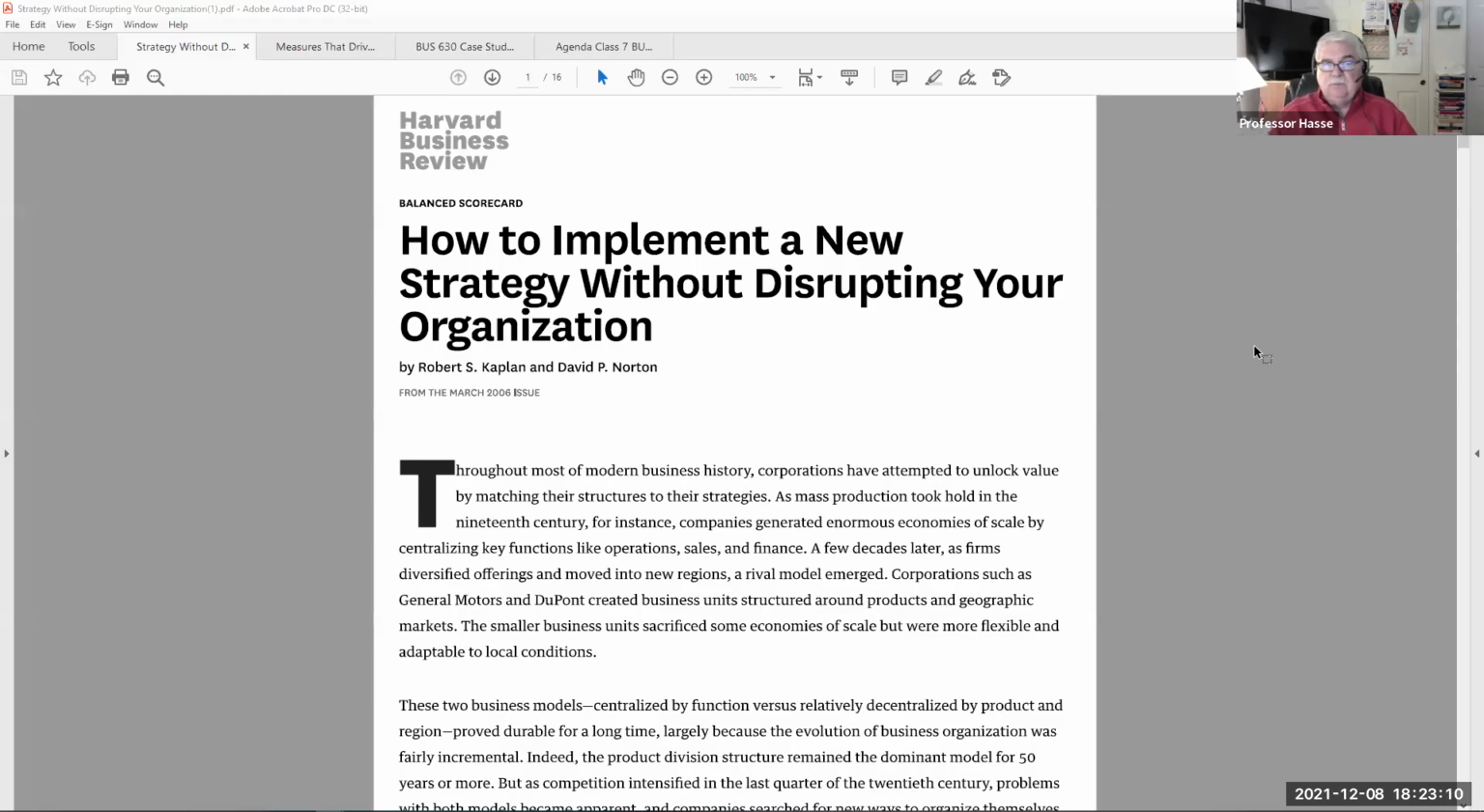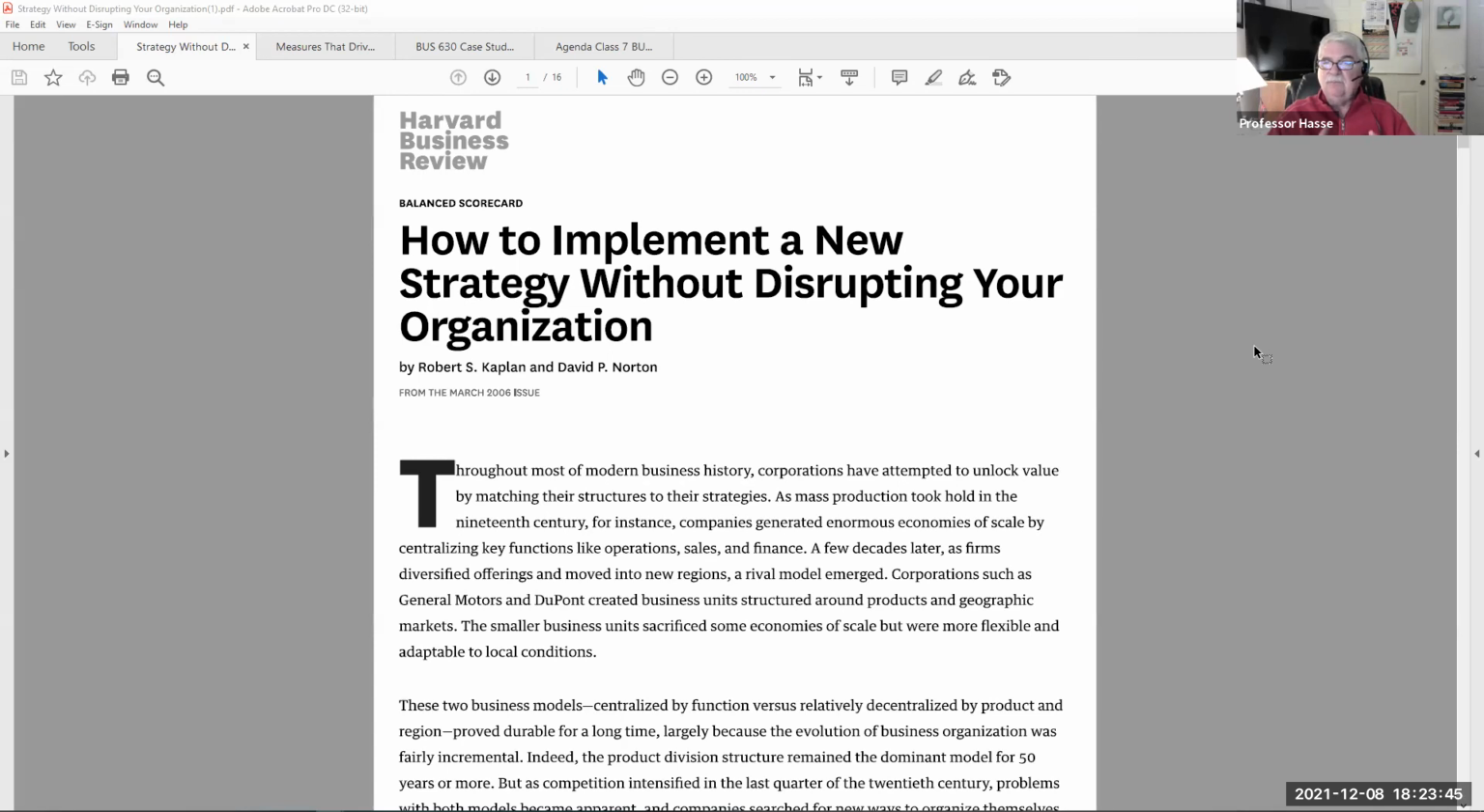Here's one of those articles: How to Implement a New Strategy Without Disrupting Your Organization. One of the things that happen in mergers, one of the things that happen when you acquire capital and you grow your business, is that you usually disrupt the organization. The organization changes because of this new capital, because of this new merger and acquisition. You see that every day in companies. Well, how do you develop a strategy that will not disrupt your organization when change develops? This is an article that explains that.